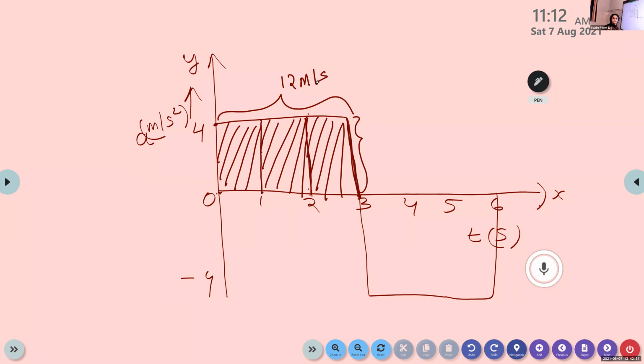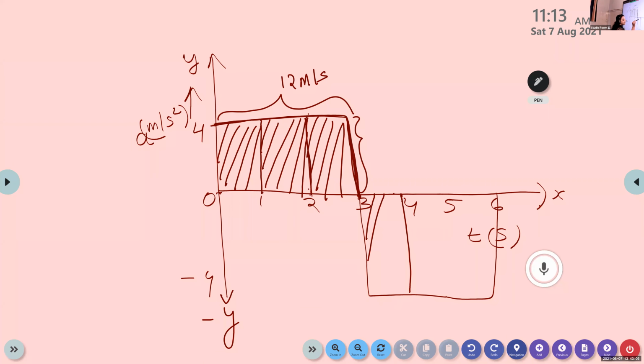Here we are calculating the velocity. Velocity under the acceleration time graph is nothing but the area under the acceleration time graph. So up to 3 seconds, the area is equal to 12 meter per second. Now we want to find the area corresponding to 4 seconds. But it is on the negative y-axis. Here the acceleration is negative, and it is minus 4.